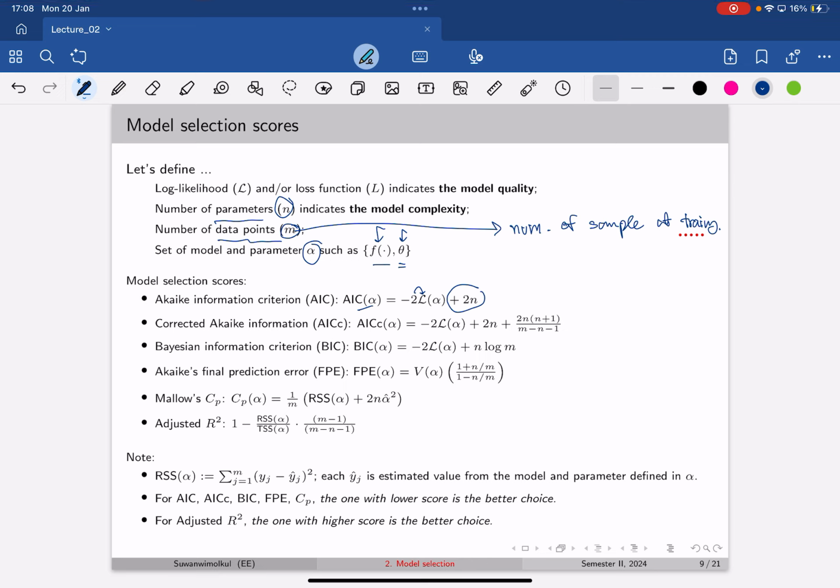And as you can see here, even though it's the negative, okay, I'll just put it this way. You can think of the entire term as 2 times RSS of alpha. So this means that for this score, the higher is the worse one. Actually, the lower is the better.